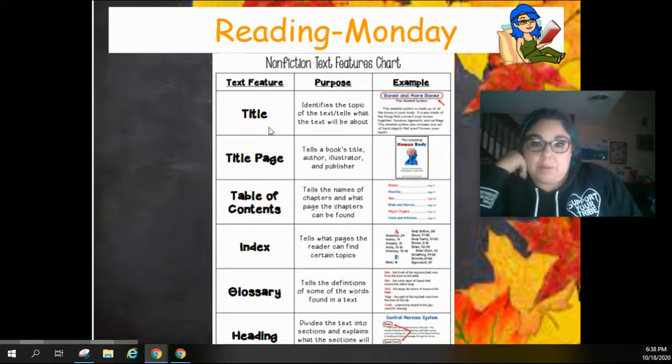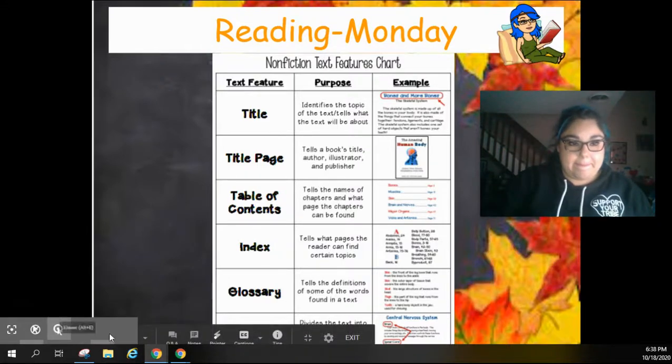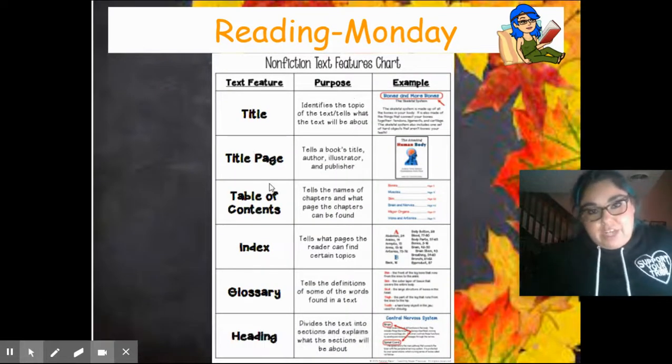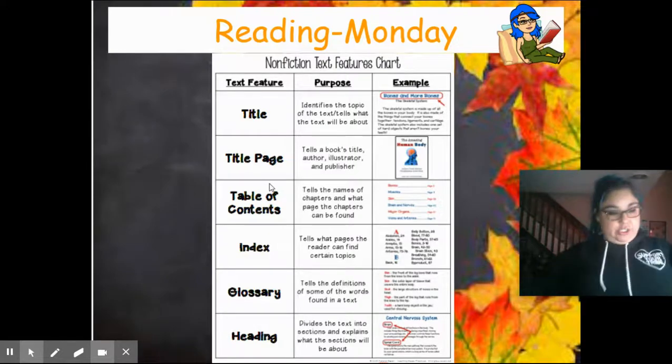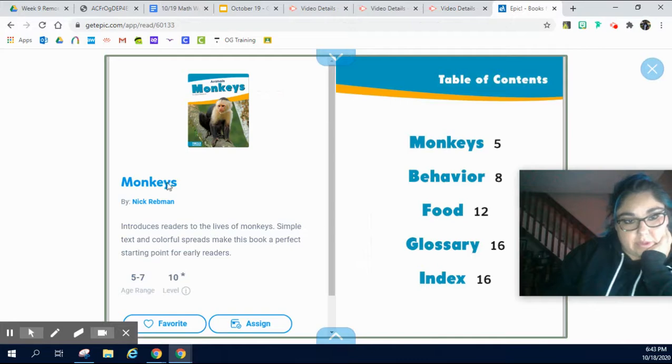Now then we have the title page again. So the title page tells about the book's title, the author, the illustrator, and the publisher. Now let's look at this book in Epic. This is the title page. It tells the title, who it's by, and a few other things, okay?